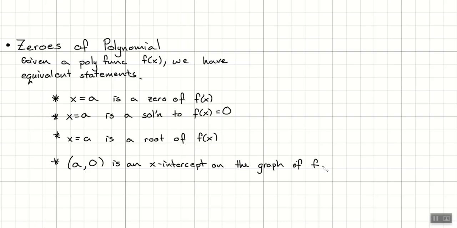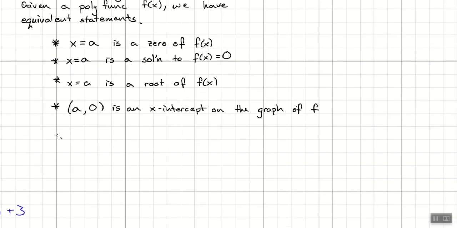All right, there's one more, and this one's going to be hiding. I'm just going to give this one to us. If x equals a is a 0, and this is arguably the most important here, then x minus a is a factor of f.